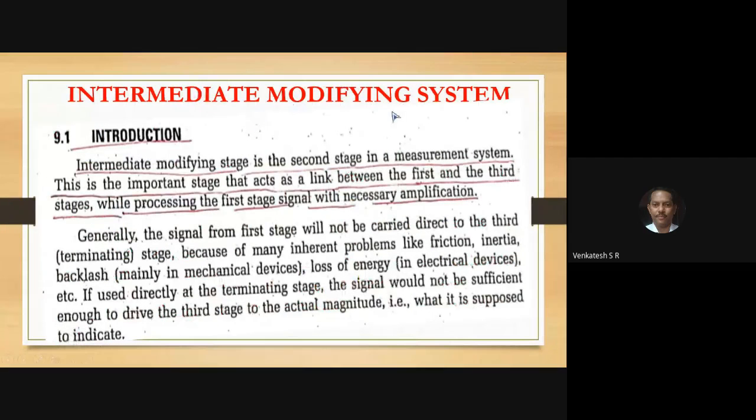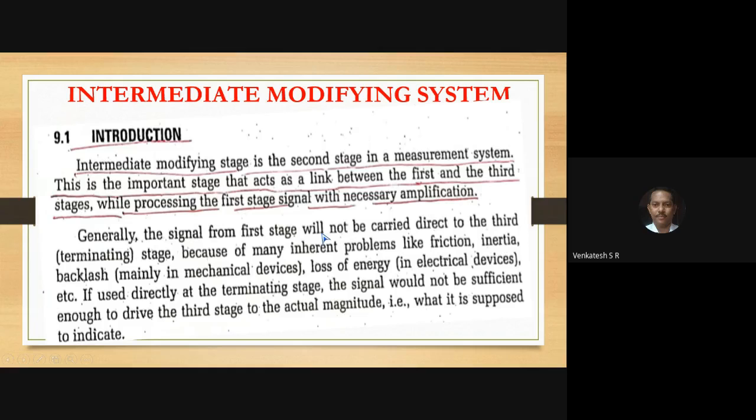So that is the intermediate modifying system. The intermediate modifying system receives the signal from the primary stage. That signal is improved, amplified, rectified, and fed to the final stage. Then the final stage presents the data in the form of degree centigrade if it is temperature, kg per millimeter square if it is pressure, or RPM if it is the speed of the turbine.